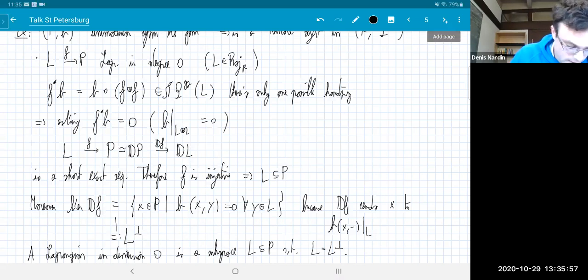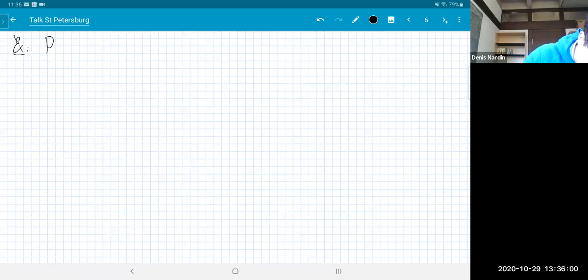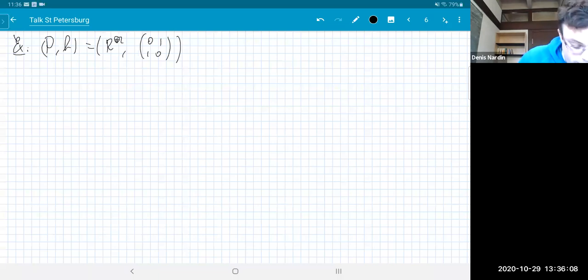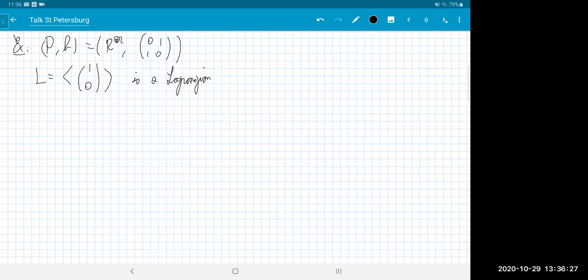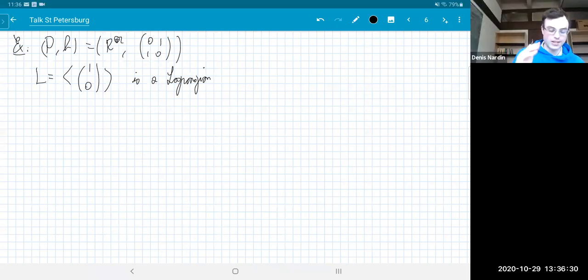Let me give an example. Actually, let's take P, B to be R2 and this symmetric linear form, then L, the span of this vector, is Lagrangian. Is the example clear? Yes, thank you. But that's okay. Let me actually vary a little bit. This was an example in dimension zero, when the Lagrangian is in dimension zero.